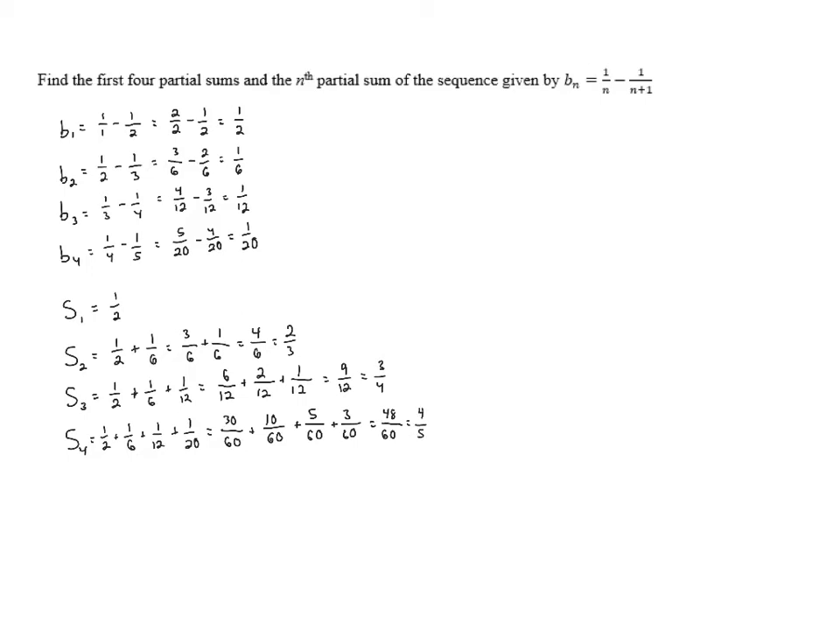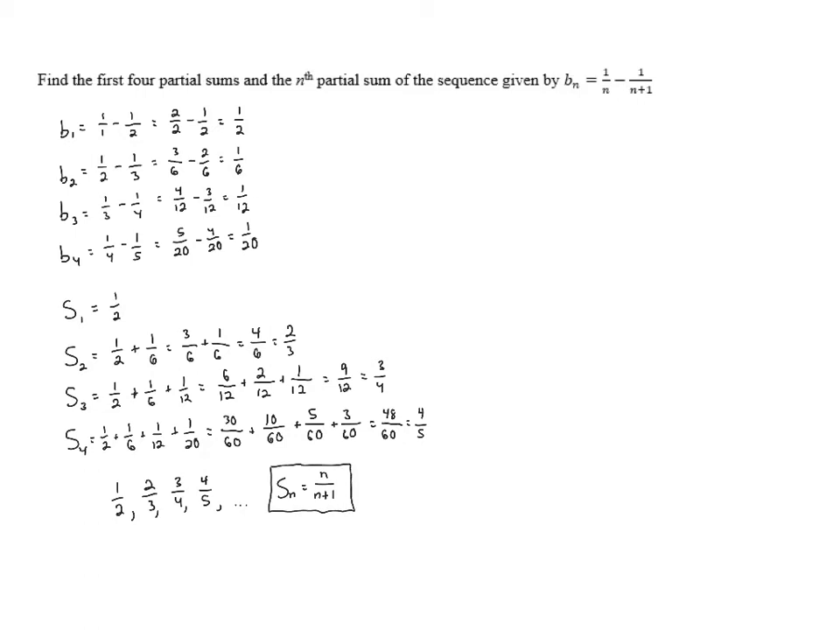So our partial sums are 1 half, 2/3, 3/4, and 4/5. If we wanted the nth partial sum, we can notice here that the numerator is always going to be n, and the denominator is 1 more than that, so the nth partial sum is going to be n over n plus 1.